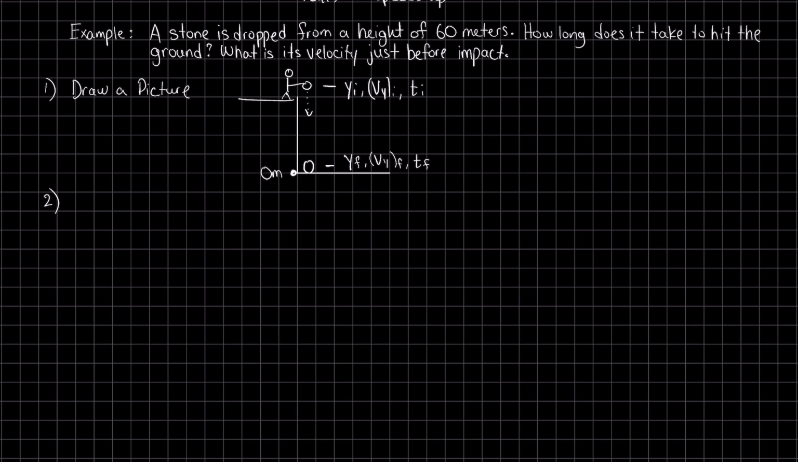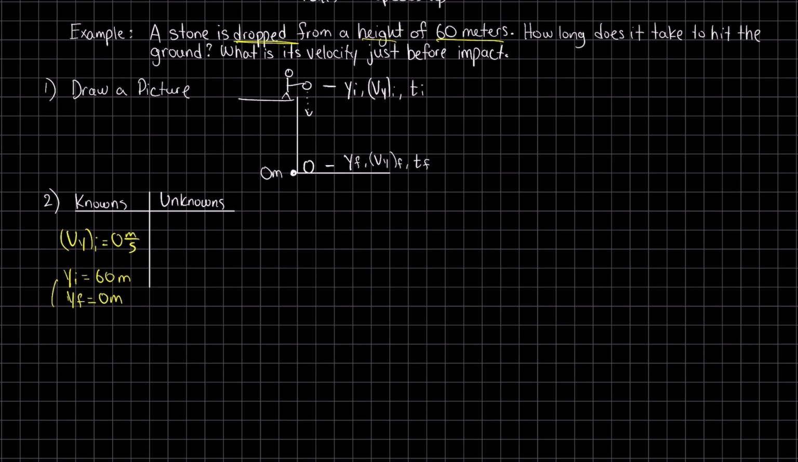My second step is to write out my knowns and unknowns. It reads a stone is dropped. When something is dropped, it's the same thing as when we used to read that an object starts from rest. Dropped means that my initial vertical velocity is 0 meters per second. It's dropped from a height of 60 meters. That means that my initial vertical position is 60 meters. Bouncing off of that, I know that my final position is going to be 0 meters.